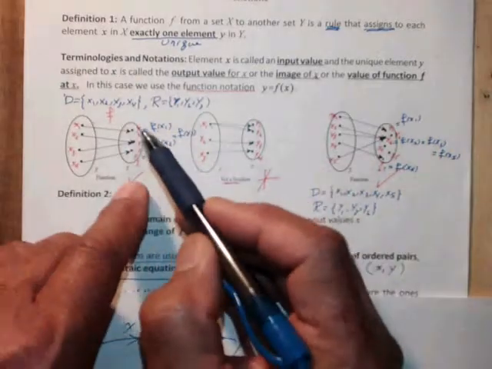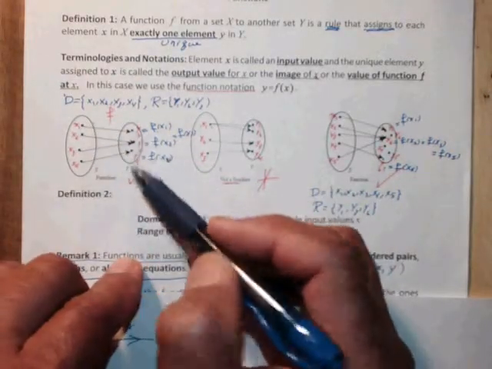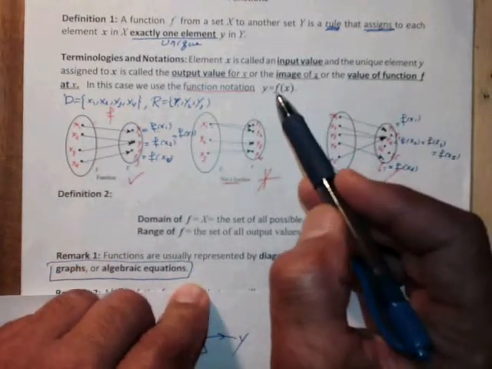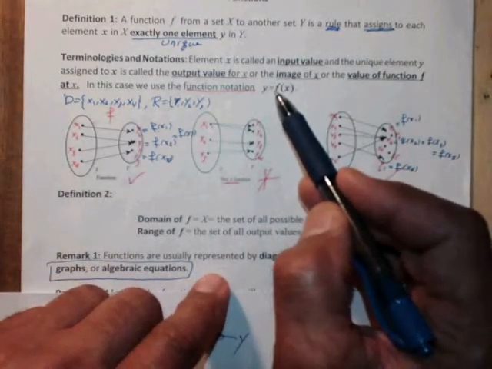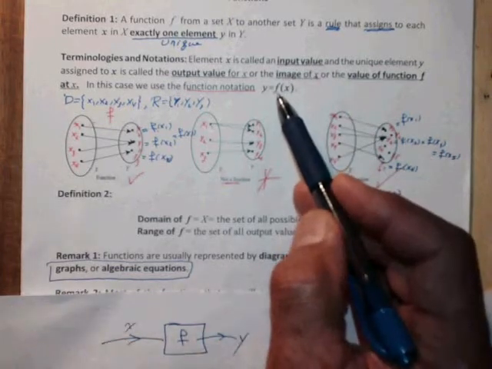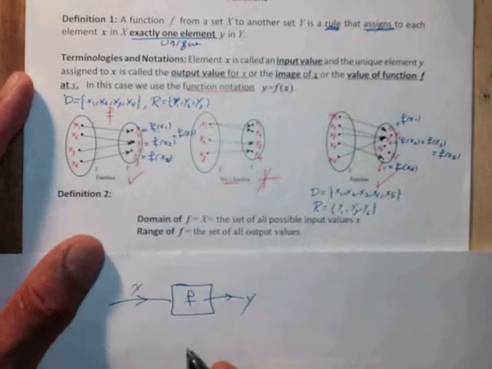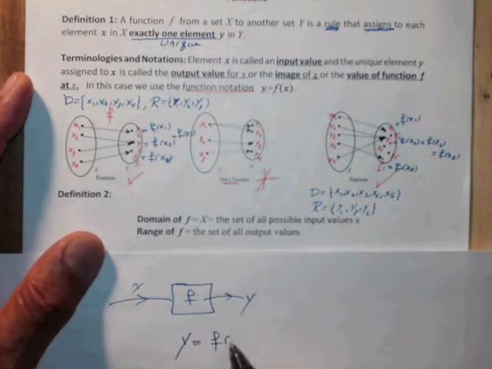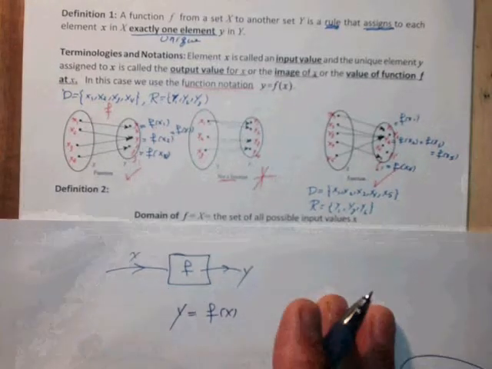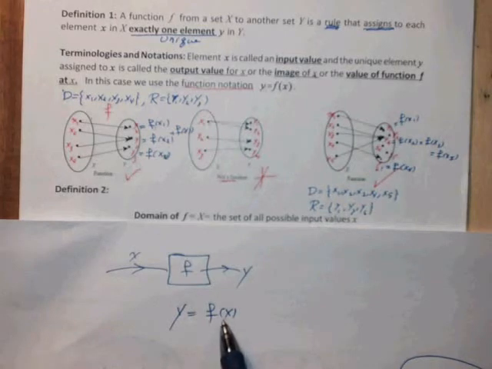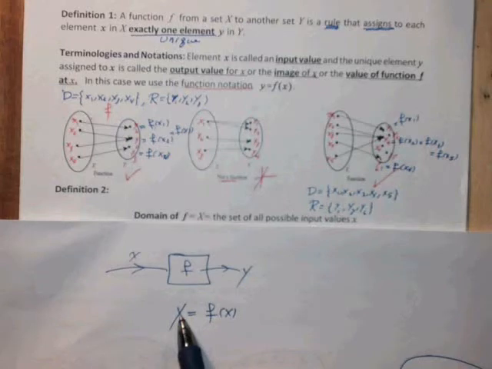Like these are the input values, these are output values. One notation is what we call the function notation. Function notation basically says y equals f of x. So don't read this as f times x. That's not what it means. It means that y is the output, the unique output related to input x by function f.